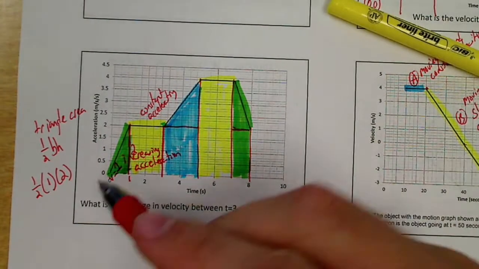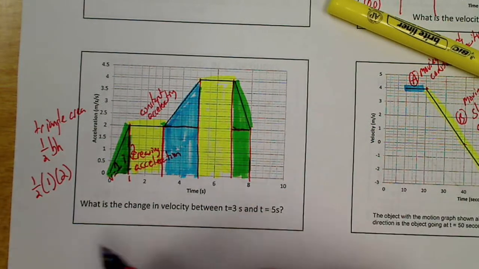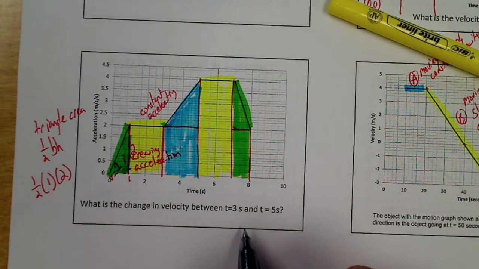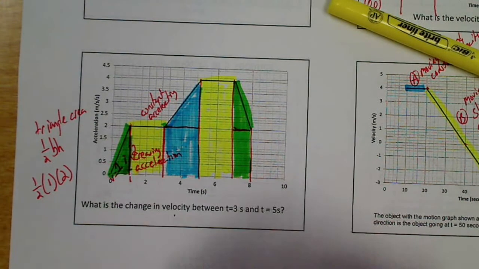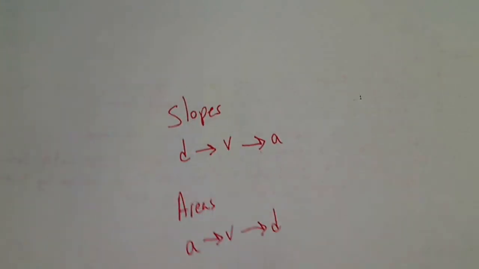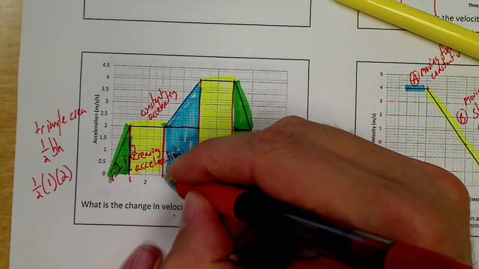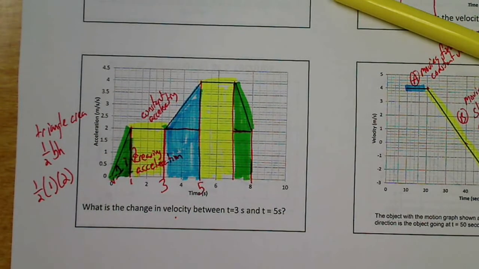Okay, so I need to go find the area of each of these sections. So I'm going to skip ahead. I'm just going to do one more. What is the change in velocity between t equals 3 seconds and 5 seconds? So when they say velocity, and this is an acceleration versus time graph, to find velocity, we need to use the area to get from acceleration to velocity. So when they say between 3 and 5 seconds, they really want the area of the blue section.